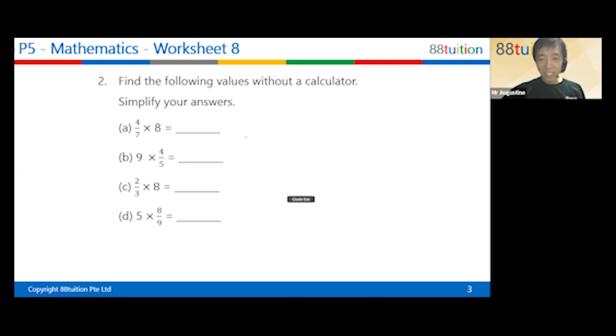Okay, let's check out the next one. How do we simplify our answers? This time we are multiplying by a whole number. So what does multiplying by 8 mean in this case, or you multiply 9 multiplied by 4 out of 5? What do they mean? Are they the same as fractions when you multiply like the previous examples? Are they the same thing? I would like to share the answers first before we check it out together.